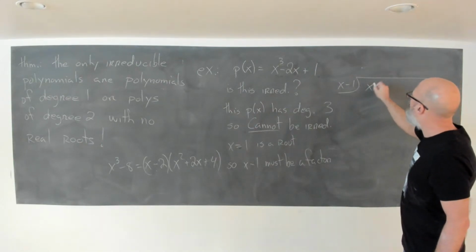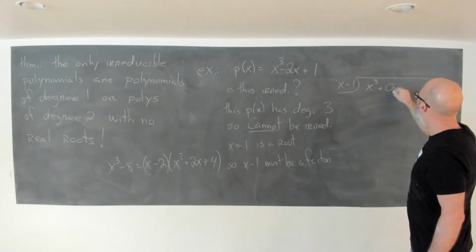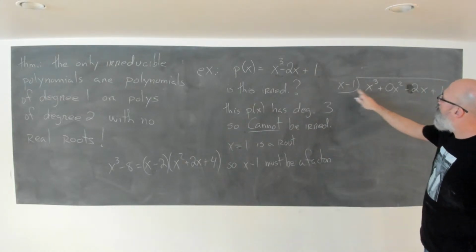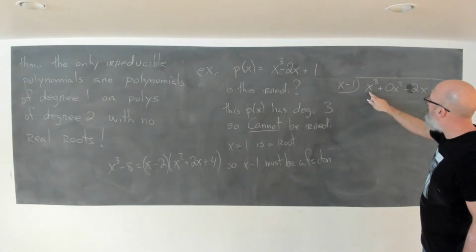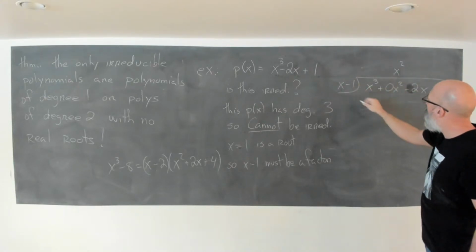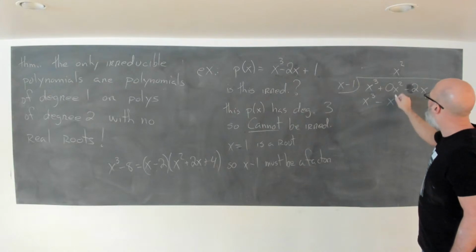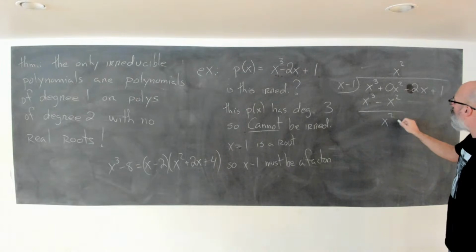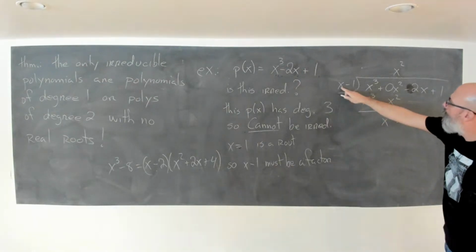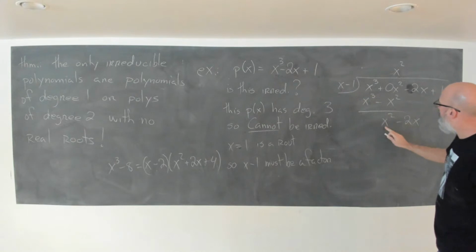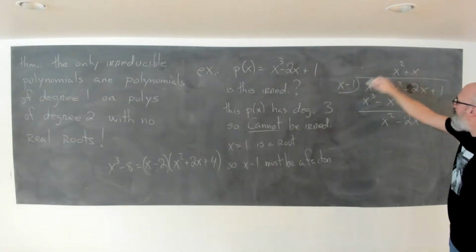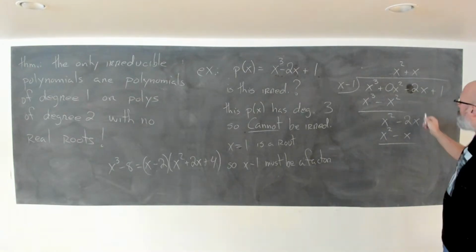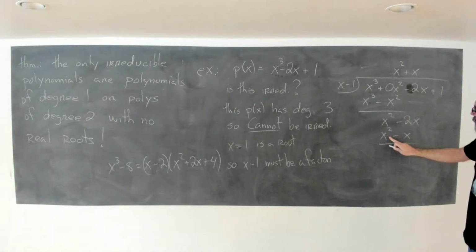X minus 1 into x cubed plus 0x squared minus 2x plus 1. And we ask the question, what must we multiply to x to get an x cubed? The answer is x squared. This minus this is 0. This minus that is x squared. Bring down the next term and repeat. What must we multiply to x to get an x squared? The answer is x.